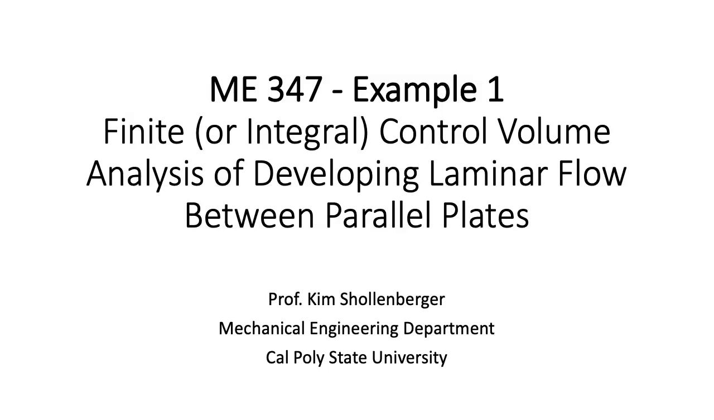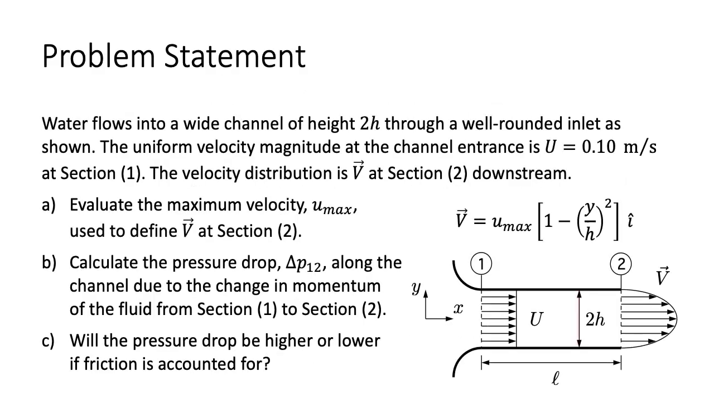ME 347, Example 1, Finite or Integral Control Volume Analysis of Developing Laminar Flow Between Parallel Plates. Water flows into a wide channel with a height of 2h through a well-rounded inlet as shown. The uniform velocity magnitude at the channel entrance is 0.10 meters per second at section 1. The velocity distribution is specified for section 2 downstream.